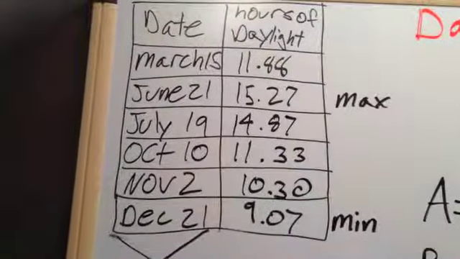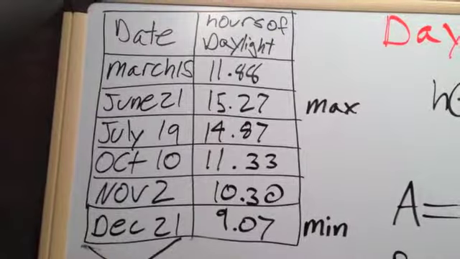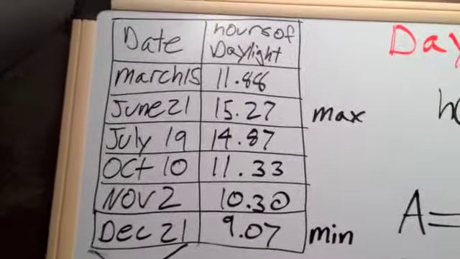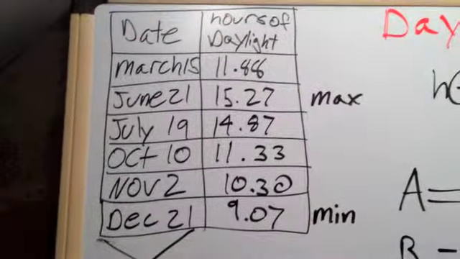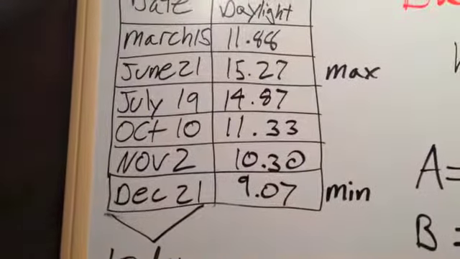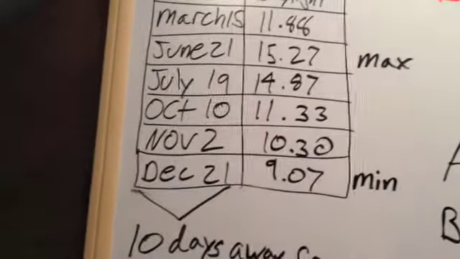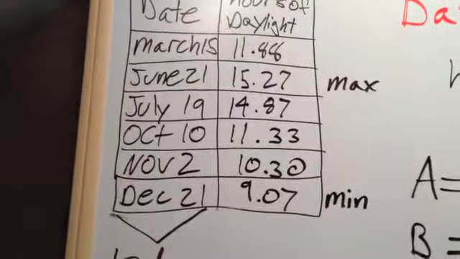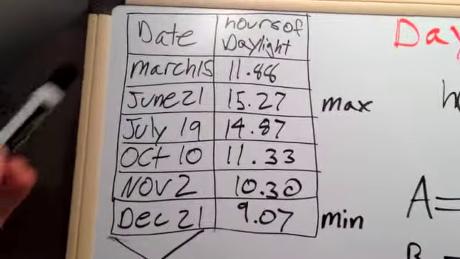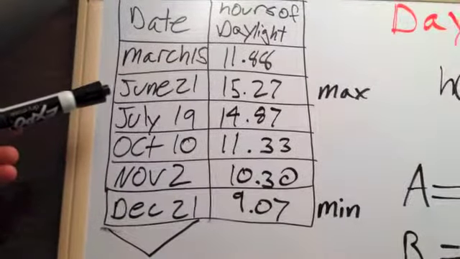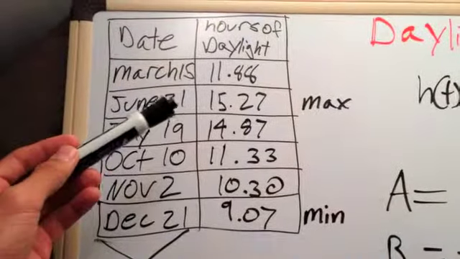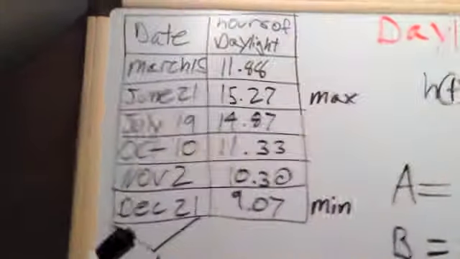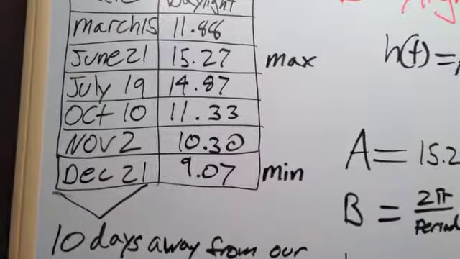And although it may not appear periodic because we're just given random dates with their corresponding daylight hours, it actually is, because in a year the hours of daylight repeat and recur at the same time every year, which is the definition of periodic. And so as you can see, we have our maximum, which is on June 21st, of 15.27 daylight hours, and our minimum on December 21st is 9.07 hours.